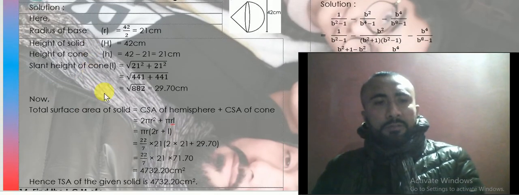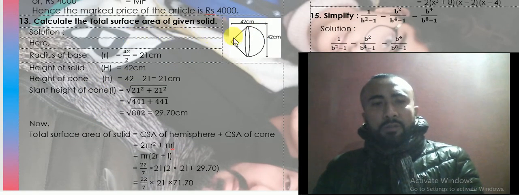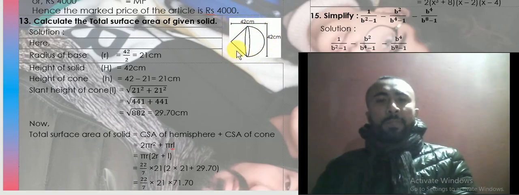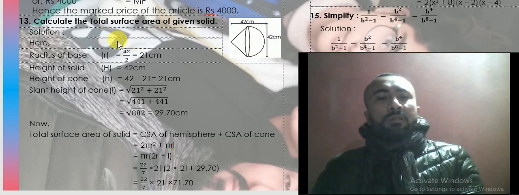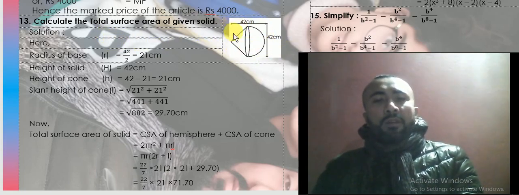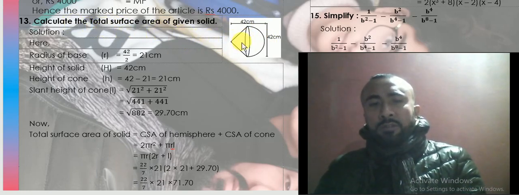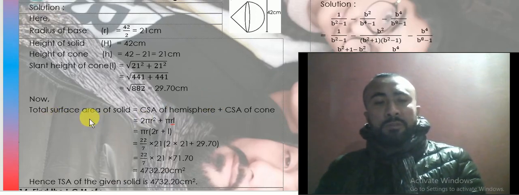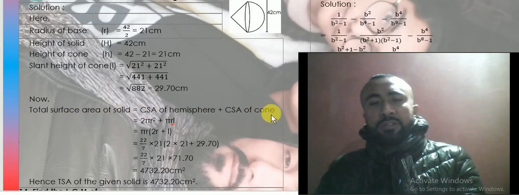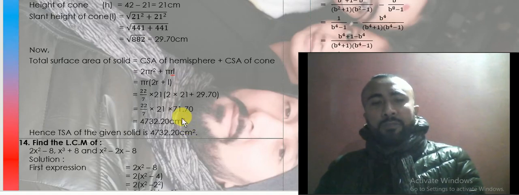Regarding question number 13, here we are asked to find the total surface area of this combined figure. It's a solid, and most of the students make a mistake here, because the question asks for total surface area and they find the total surface area of both solids, but you can see it has no base. So total surface area of the solid is CSA of hemisphere plus CSA of cone. Now if you calculate it, you get 4732.